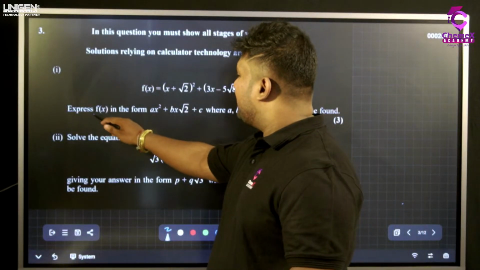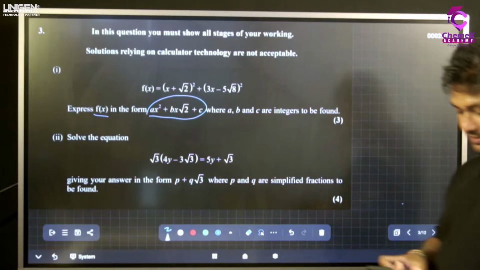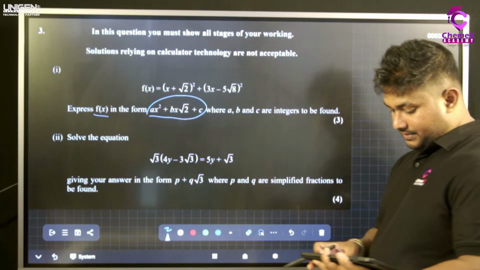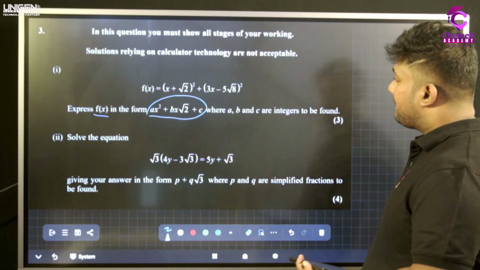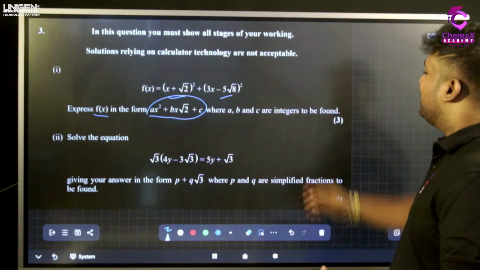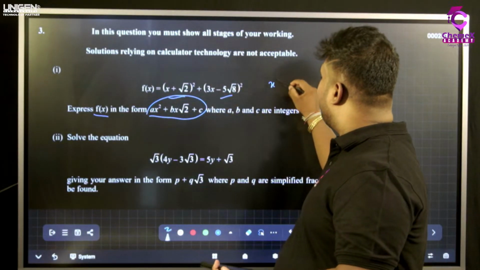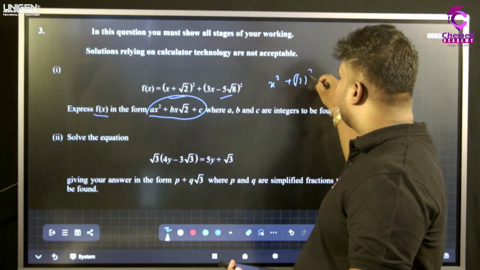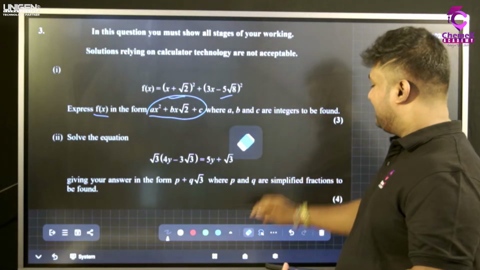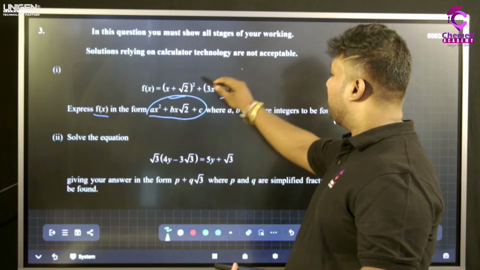Okay. So express f(x) in the format of this. How do you do that? You expand. You have squares. So what do you get when you expand? You get x squared plus root 2 squared. I know most people do that. That's wrong. How do you expand? Come on, you can expand. You write two brackets, right?